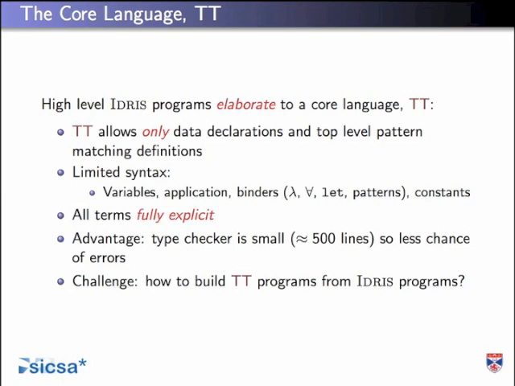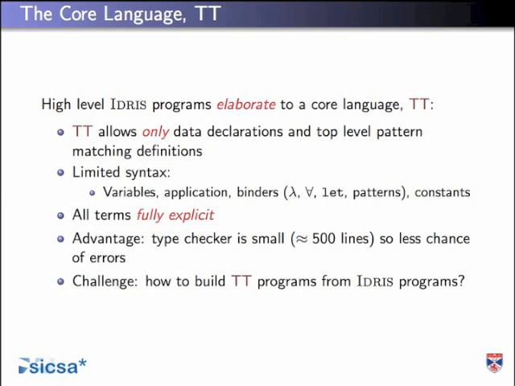Remember, we've had implicit arguments to functions. We've had quantifying over a type variable or quantifying over a length. None of that is allowed in TT. It's got to be completely explicit. Once you've constructed a TT program, this is something that you could, in theory, feed to a separate external implementation of the language and have some independent system check that your program was okay.